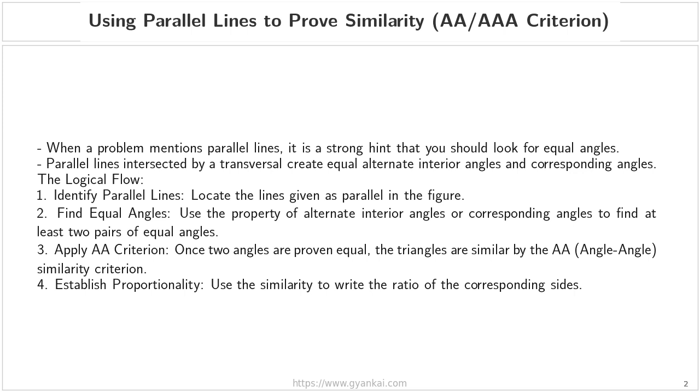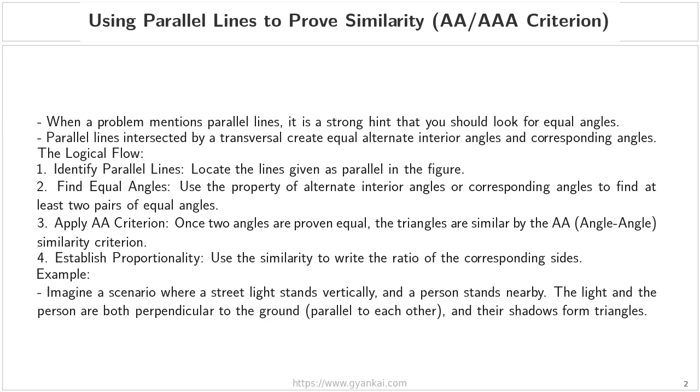First, identify your parallel lines, locate them clearly in the given figure. Second, find your equal angles. Use those properties of alternate interior or corresponding angles to find at least two pairs of equal angles. Third, apply the AA criterion. Once you have proven those two pairs of angles are equal, you can officially state that the triangles are similar by the angle-angle similarity criterion. And finally, establish proportionality. Now that similarity is proven, you can write out the ratios of the corresponding sides to solve for unknowns. Let's look at a real-world example to make this concrete.